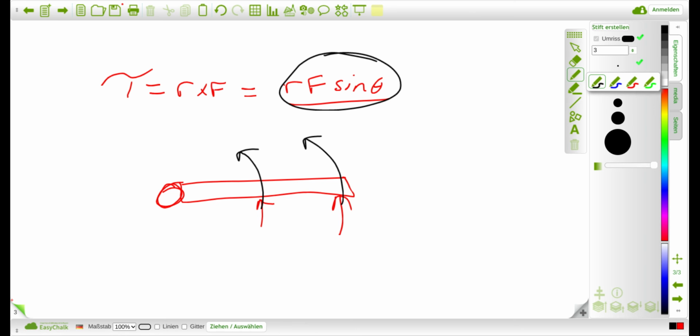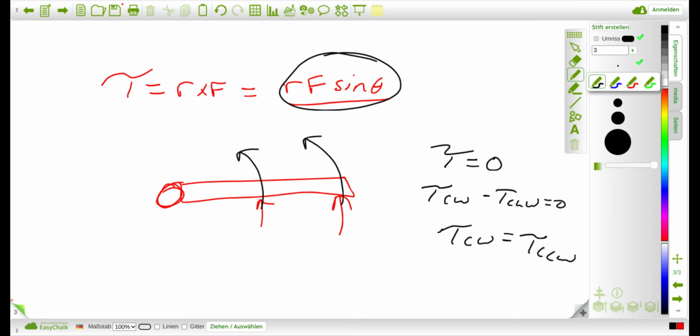Now, when we do a larger torque problem where we have multiple torques acting on an object, what we're ultimately saying is that the sum of the torques has to equal zero, which are the torques clockwise minus the torques counterclockwise have to equal zero, which means that the torques clockwise equal the torques counterclockwise. That leads to a whole series of RF sine theta issues. When everything's at 90 degrees, we can just do RF.